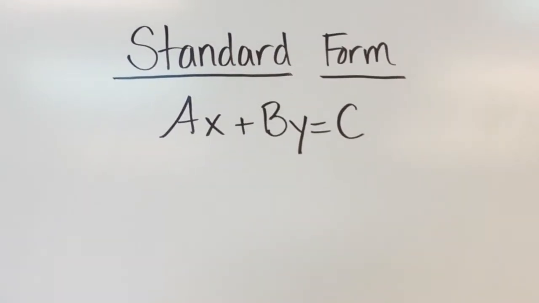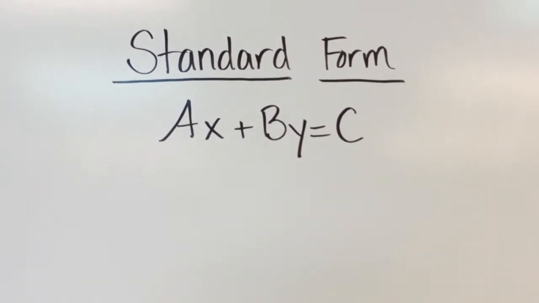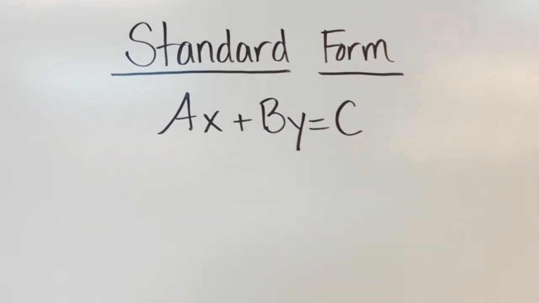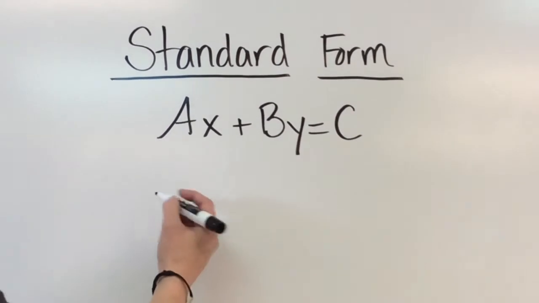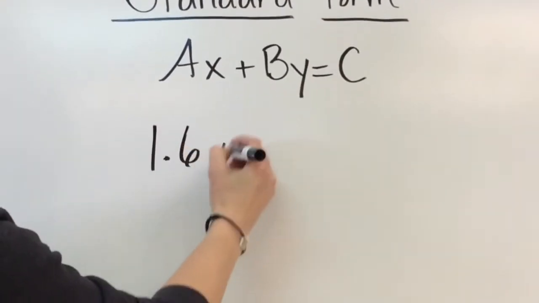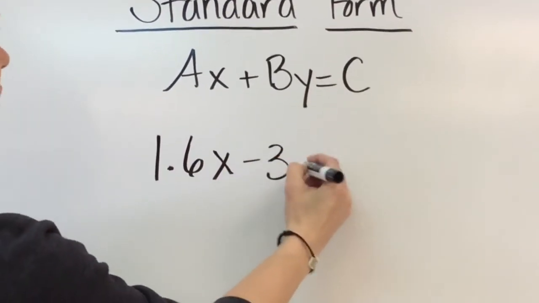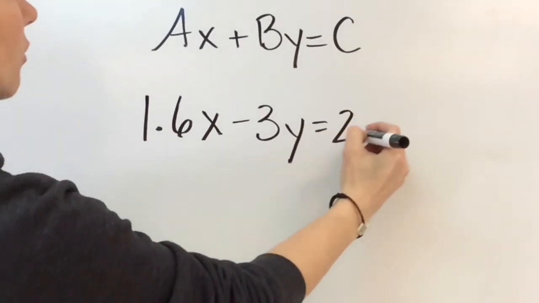Today we're going to learn how to write an equation in standard form with decimals. So we're going to look at two examples. The first example, we're going to look at the equation 1.6x minus 3y is equal to 2.4.